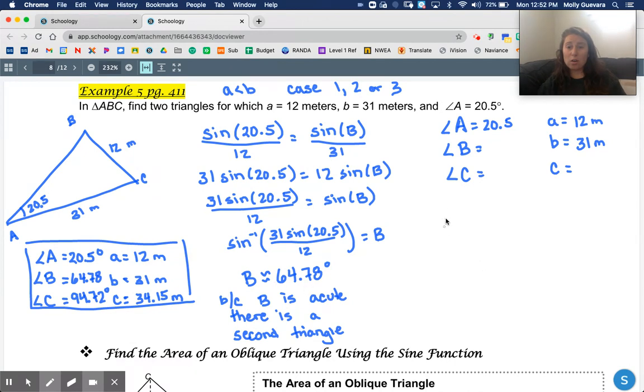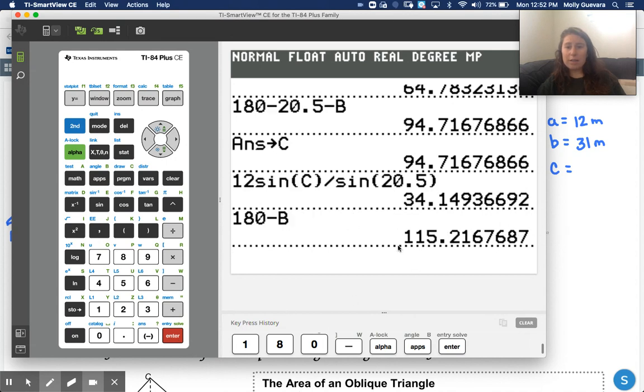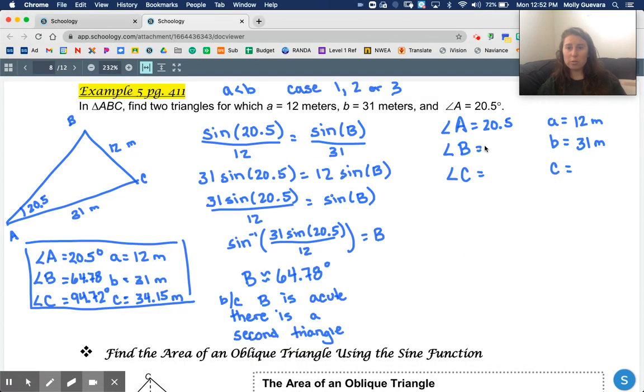Okay, so we just do 180 minus this. And remember, we stored this in our calculator, so I can just do 180 minus B. And when I get 115.22, that is the other angle B. So my two angle B's have to add to 180.